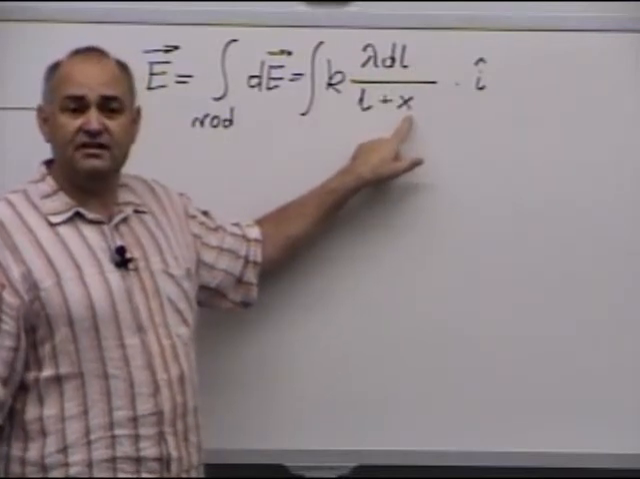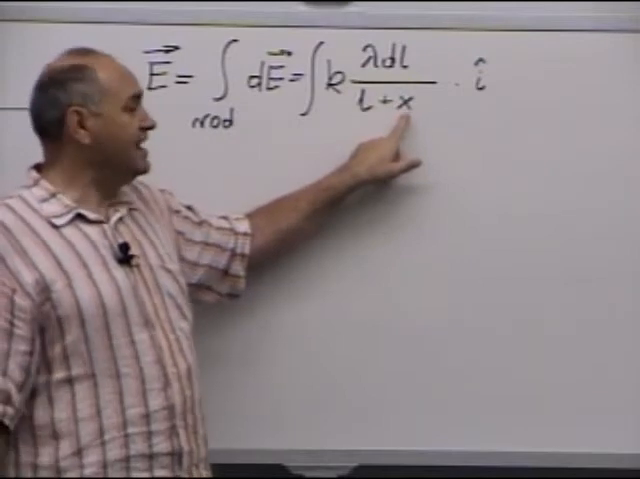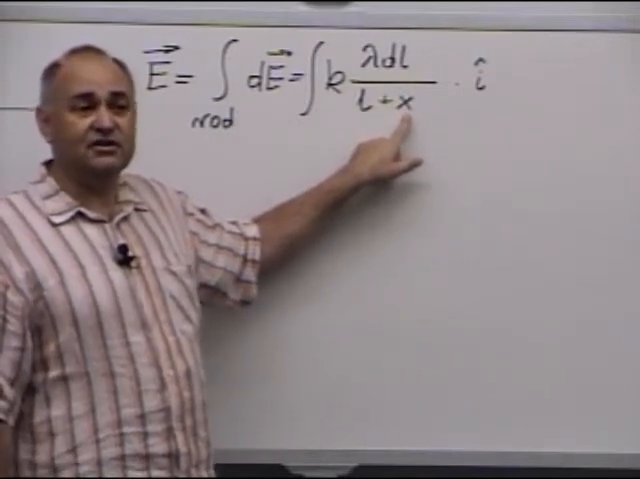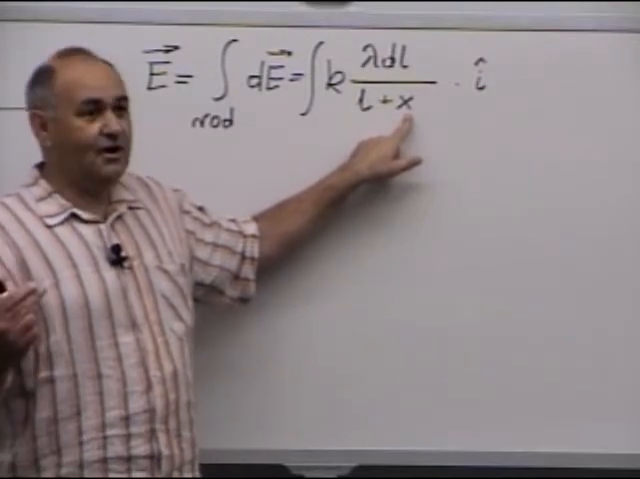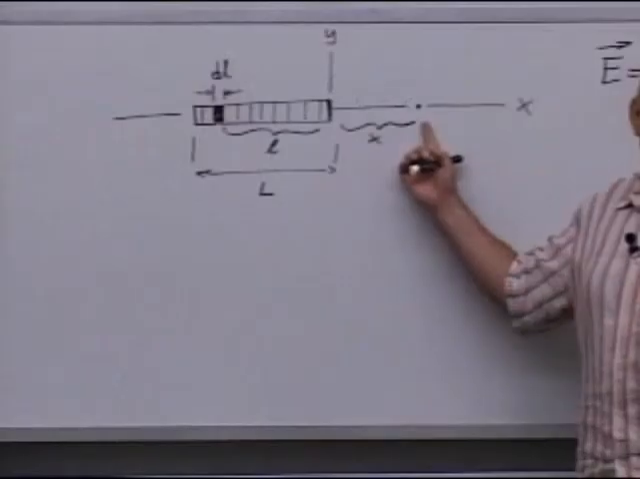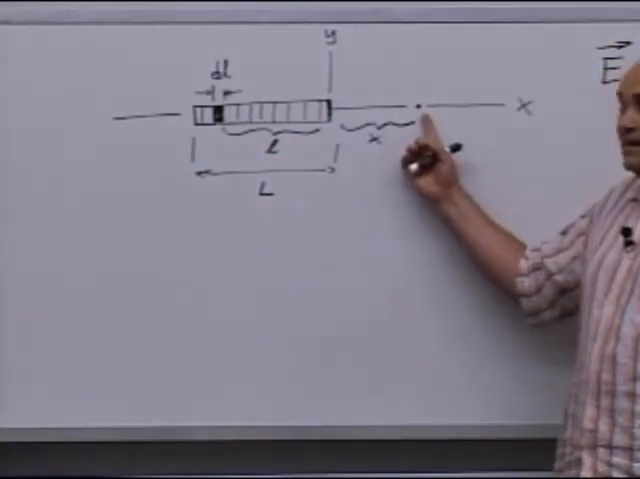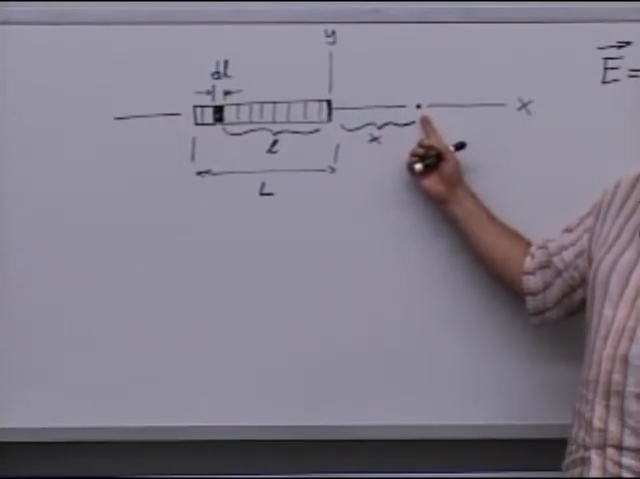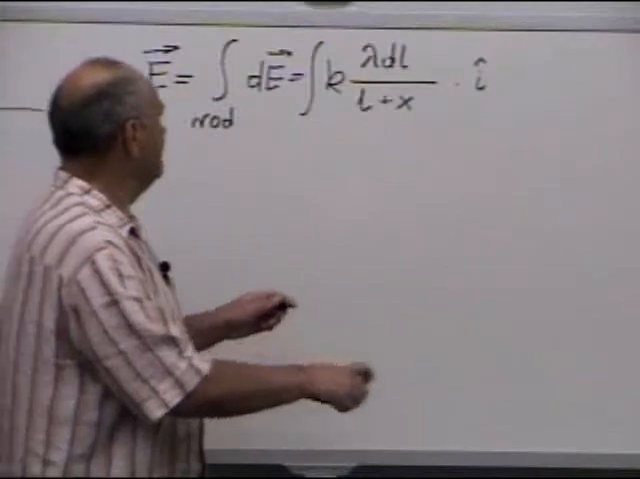How about choosing this x? Who votes that x could be the variable of integration? Who votes that it cannot? And those of you who vote that it cannot, you are right, because x does not identify pieces. It identifies the location of the point. So x in this integral is a constant.